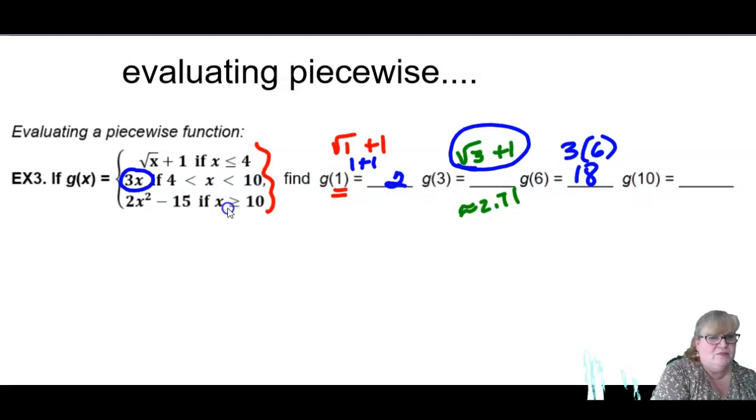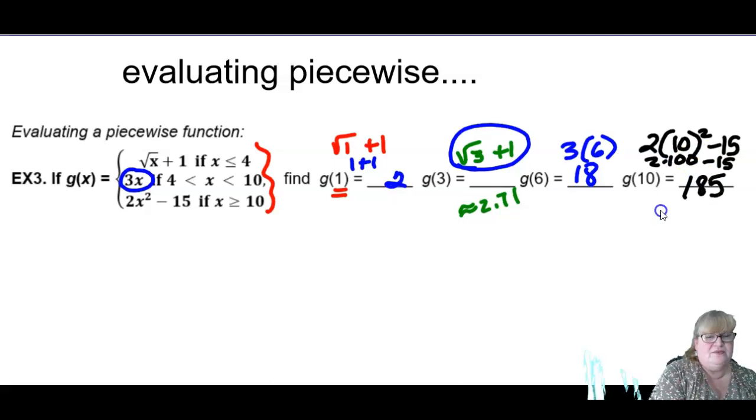And then the last one is a 10, and 10 is not included in this rule. It is included here because of this or equal to, so it says if 10 is greater than or equal to 10, so we're going to use this rule. So we have to do 2 times 10 squared minus 15. This would be 100 times 2 minus 15, or 185. All right.